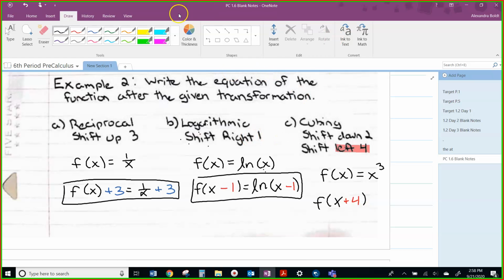And then we have this down 2. Up and down is outside, and outside is what you think. Down is negative, so it stays negative. So we have f of x plus 4 minus 2. And that is going to equal, well, I'm just going to replace my x with x plus 4, and then I have it cubed.